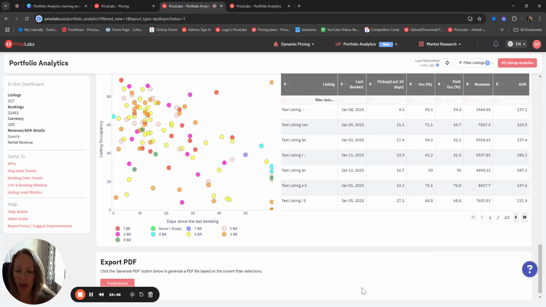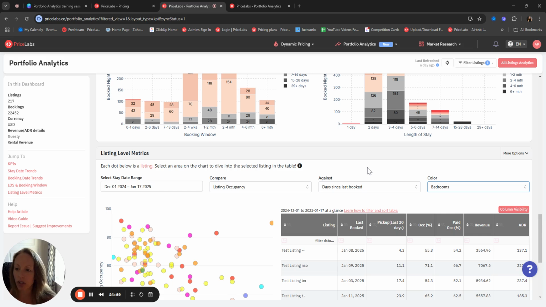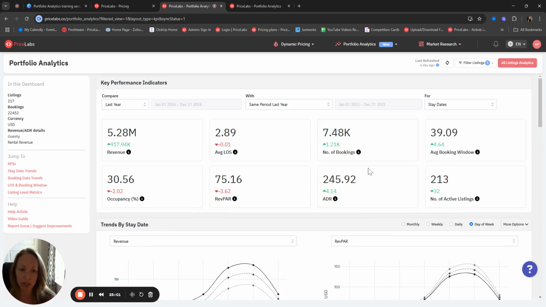Cool. So that, last but not least, I will say that you can export this information into a PDF if you want to present this information to someone. So know that that's an option for both of these dashboards, actually.